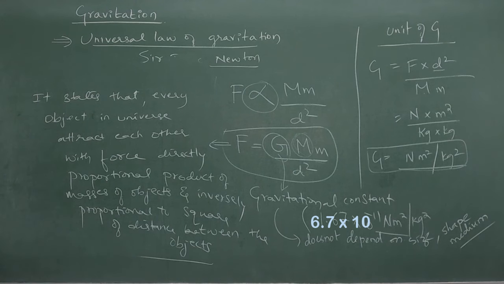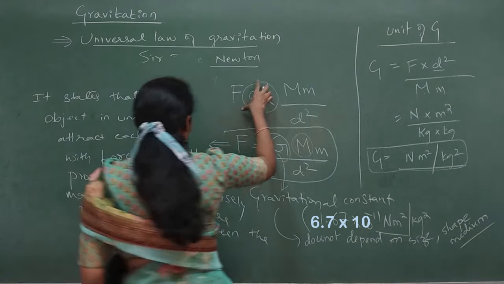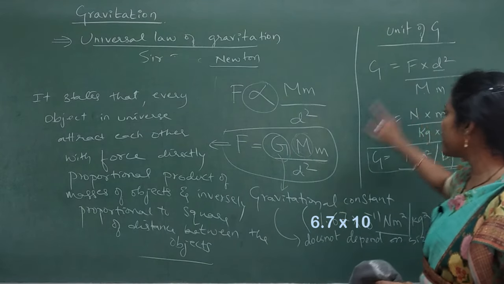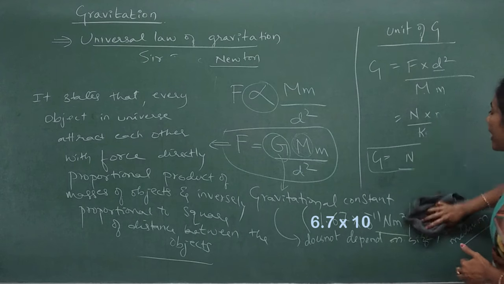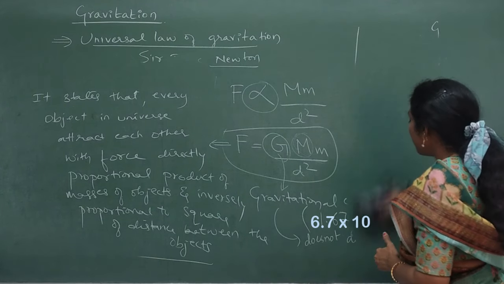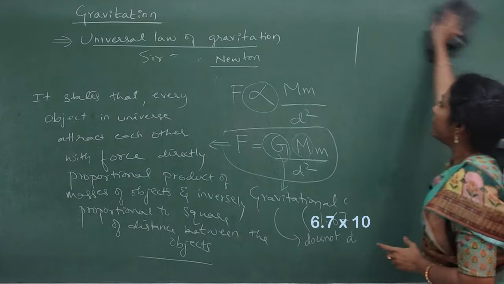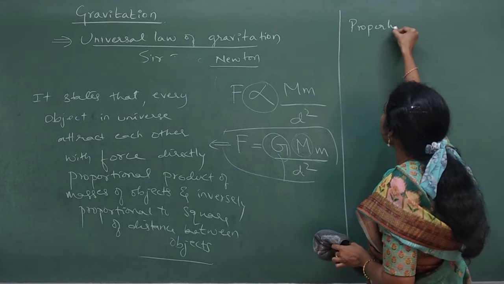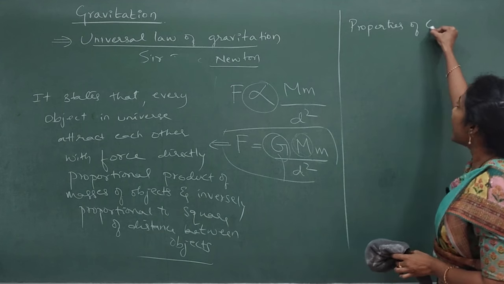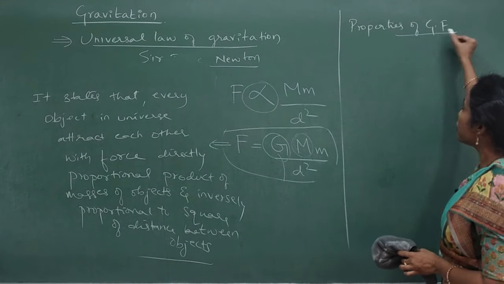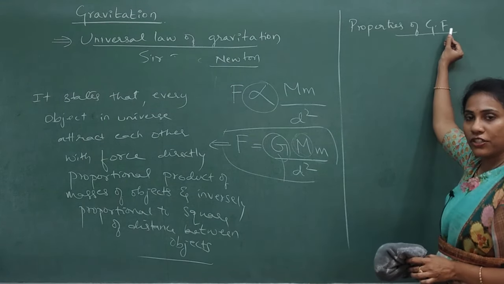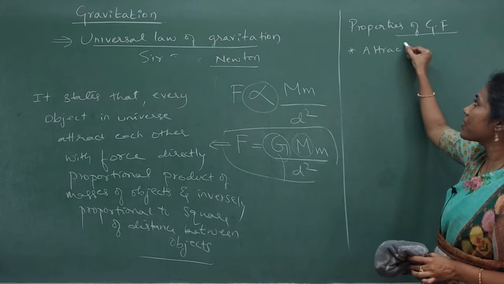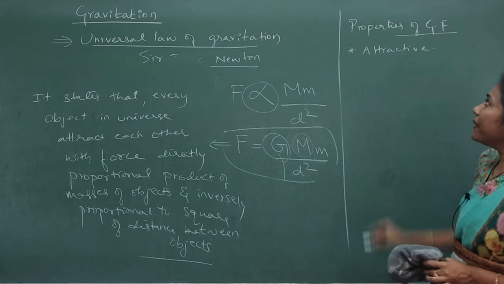Fine. So we have seen how equation has come, we have seen the constant, gravitational constant and its units, right? So now let us discuss about the properties of this gravity. So likewise, let us discuss the properties of gravitational force. Let me write this as GF. GF in the sense gravitational force. Gravitational force is always attractive force. Okay, it is not a repulsive force.